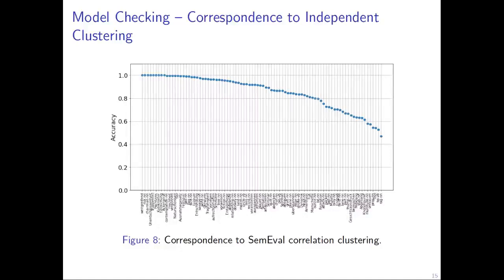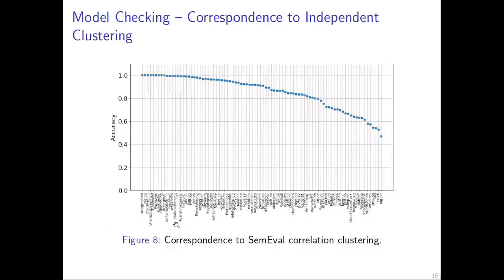We now perform model checking in order to understand whether the inferred model parameters are reasonable. We start by comparing the block assignments to block assignments obtained on the same data, on the same graphs, but with a different clustering algorithm. For this, we use the clustering algorithm used by the creators of the dataset, the Semeval dataset. They used correlation clustering.